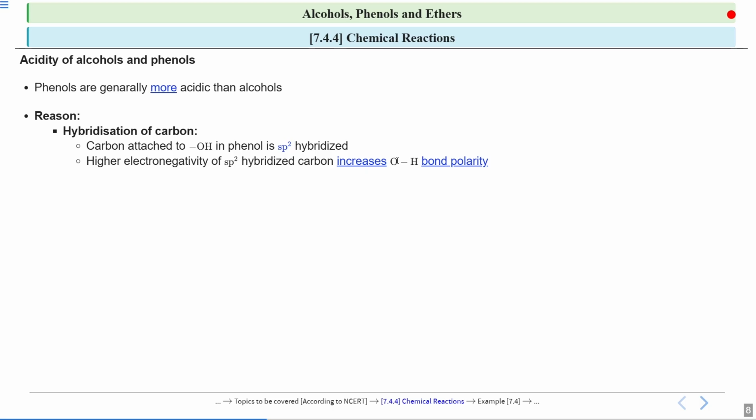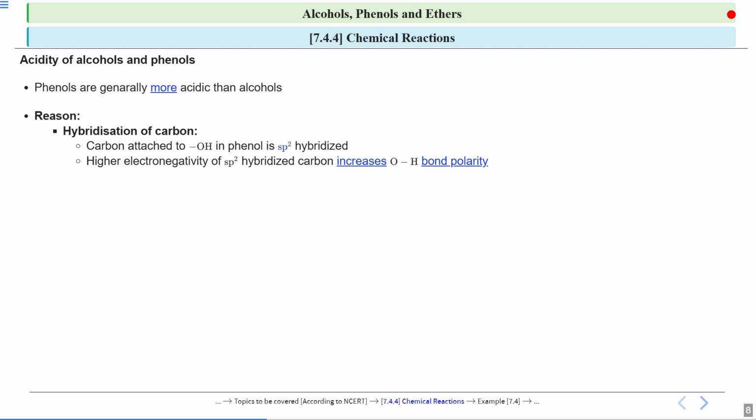In turn, this oxygen will withdraw the electron density from this hydrogen, which will make their bond more polar, because this oxygen is more electronegative than this hydrogen. So it will develop a partial negative charge, and this hydrogen will develop a partial positive charge. So hydrogen will leave easily because phenols donate H plus more easily as compared to alcohols. So that is why your phenols are more acidic.